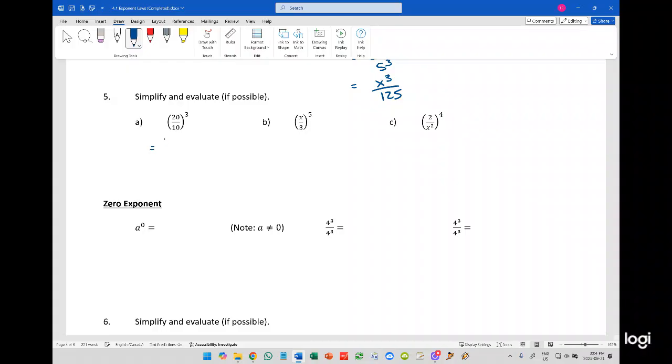And this says it's 20 cubed over 10 cubed. 20 cubed, 20 times 20 times 20 is 8,000. 10 times 10 times 10 is 1,000. So that just equals 8. Of course, the smart way to do that would be 20 divided by 10 is 2 cubed, which is 8.